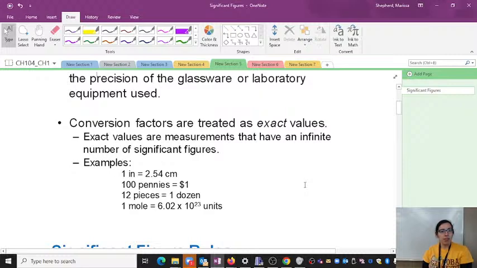And just as an FYI, conversion factors are treated as exact values, so we don't count them when we're trying to determine which one has the most significant figures. So anytime you have a relationship like 1 inch to 2.54 centimeters, you don't include this 1 inch and 2.54 as part of your sig figs as 1 and 3. You just look at the original number.